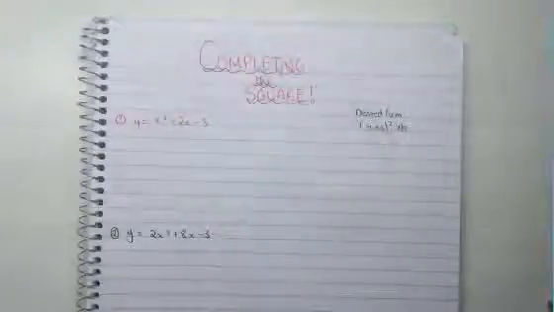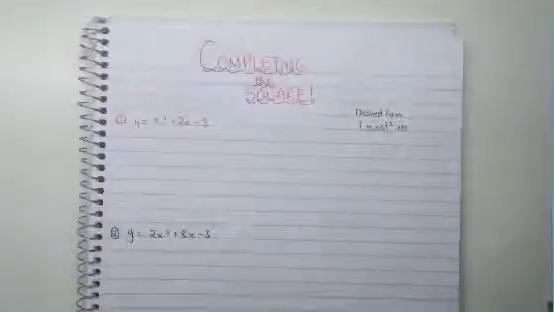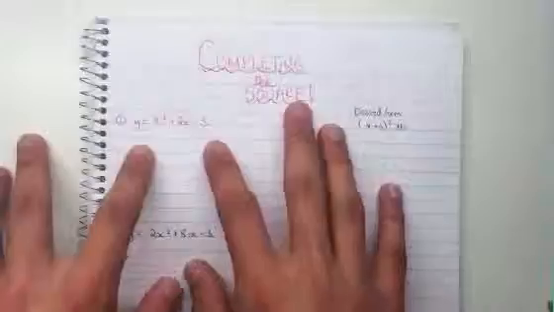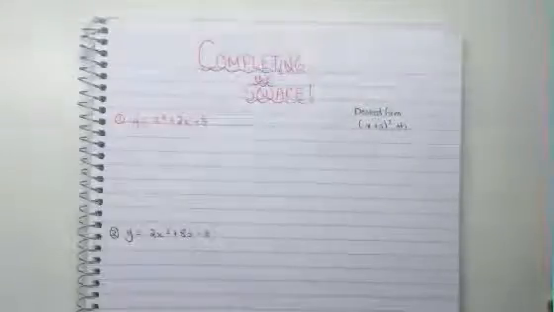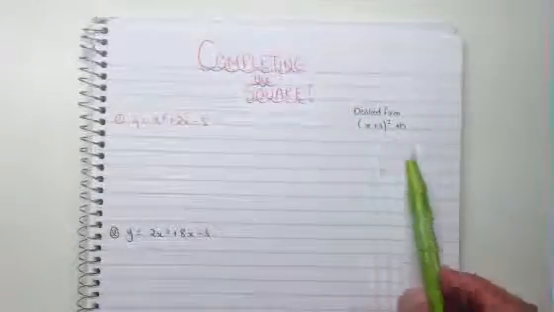Hi guys, today we're going to be learning about completing the square. We complete the square for many different reasons, one of the reasons being to help work out, for example, the vertex of a graph. If you look at this function, it forms a graph, and we can do completing the square in order to help find the vertex of this graph. In order to complete the square, we have to turn this function into this form.